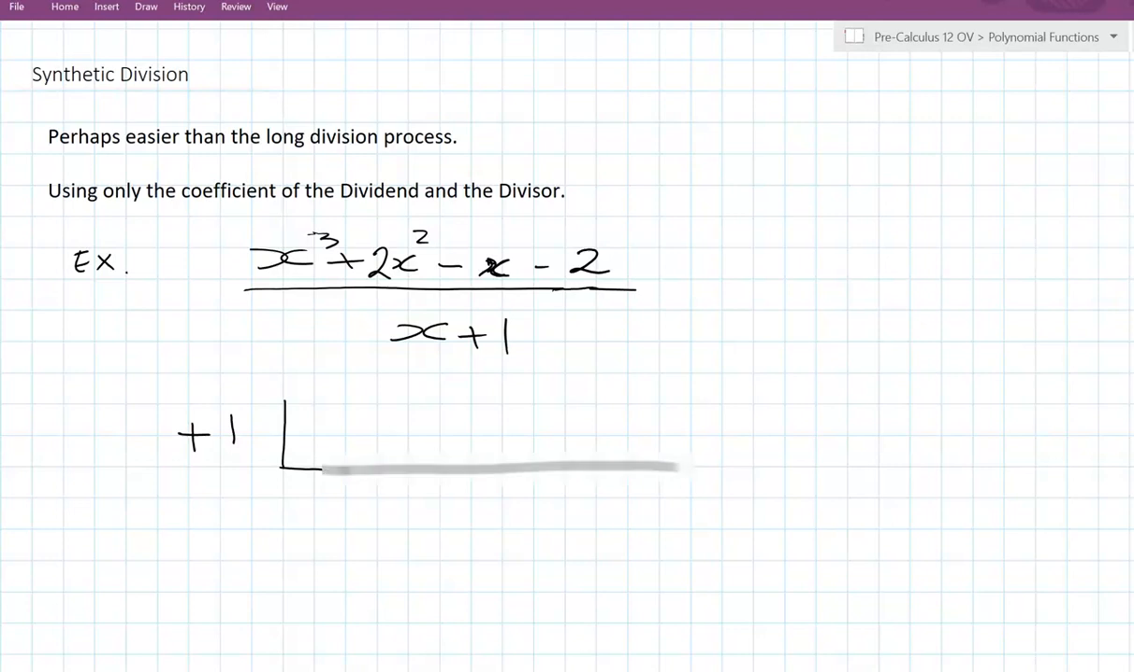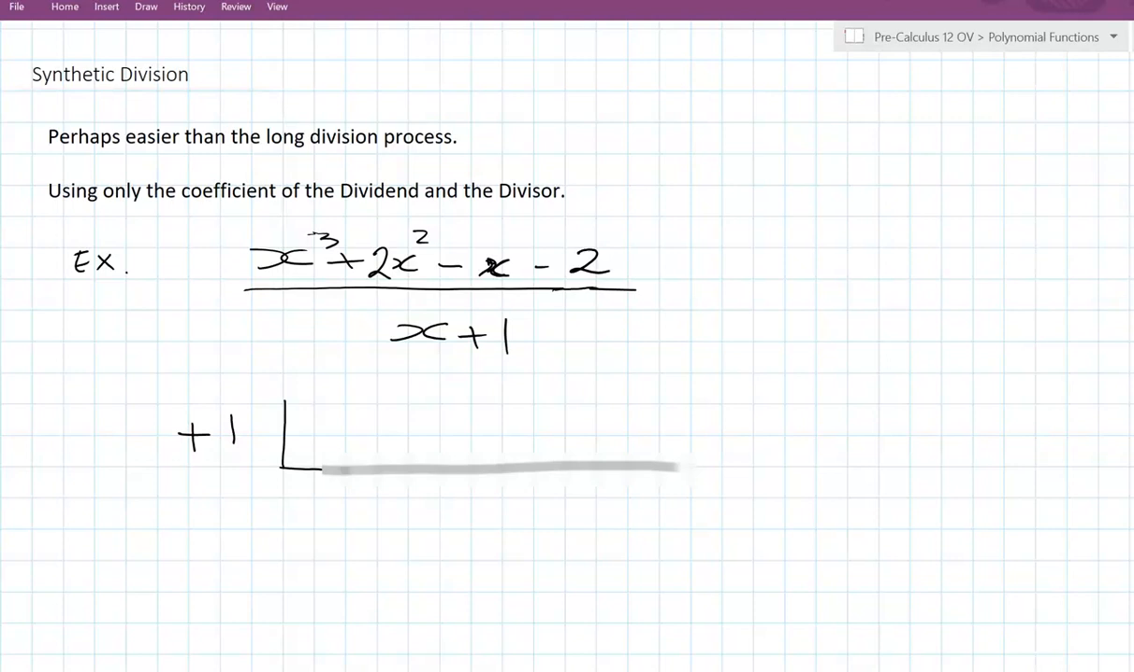Okay, now we're going to work with synthetic division. Perhaps it's a little bit easier than long division, but again, you decide. But there's a process, you need to know it, so here it is. Synthetic division is basically what we are going to use instead of using the variables in the way we've done with the long division. We're just going to use the coefficients.